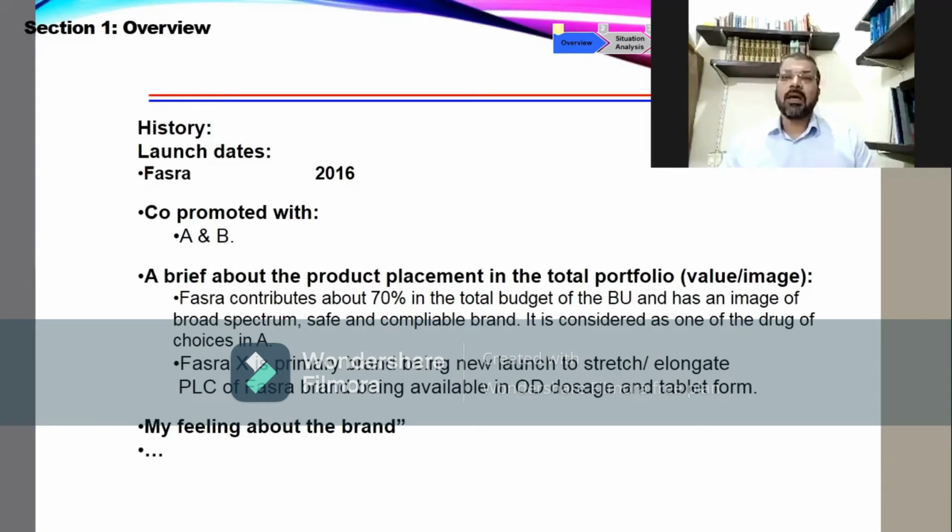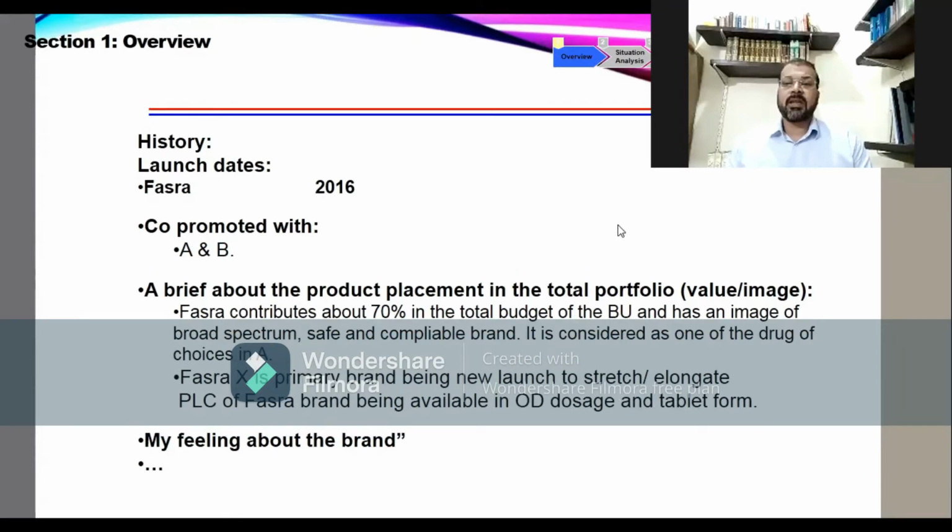The doctors may be prescribing other products with this one product, or already are prescribing. A brief about the product placement in the total portfolio that you just highlight that, as I shared with you, most of the time one brand is covering the main portfolio, or it's the main contributor in the portfolio. So as this is the main product, this is contributing 70% of the business, and the rest of 2 or 3 or 4 products are 30% of the business.